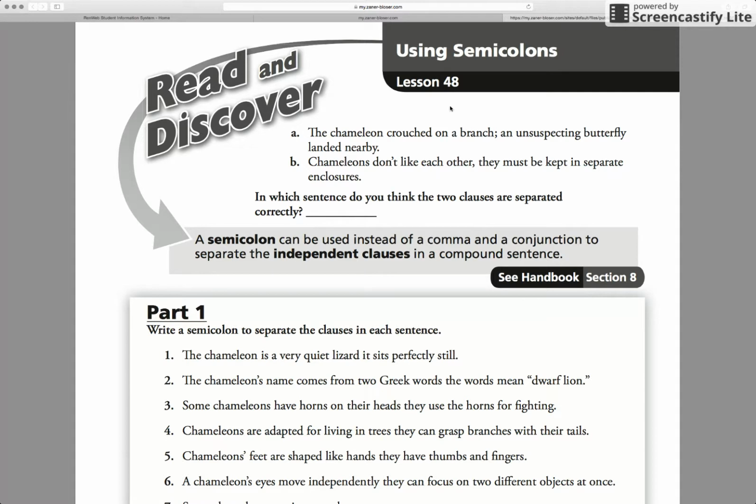So up in sentence A, they have used a semicolon to connect these two independent clauses. Down here in the gray box, it says that a semicolon can be used instead of a comma and a conjunction to separate the independent clauses in a compound sentence. So what is sentence B missing? It has the comma, but it's missing a conjunction. So sentence A is where the two clauses are separated correctly. The biggest thing to remember is that semicolons separate two independent clauses.